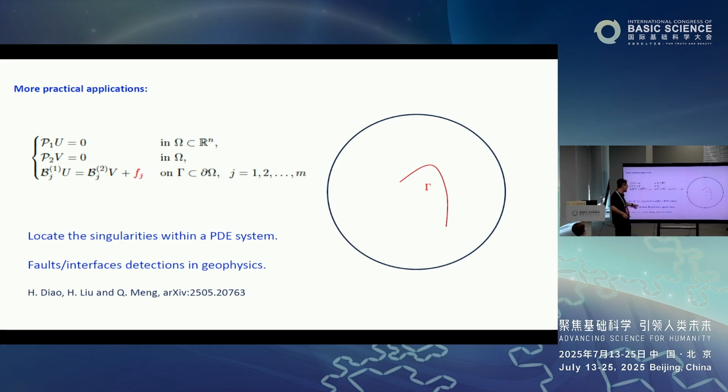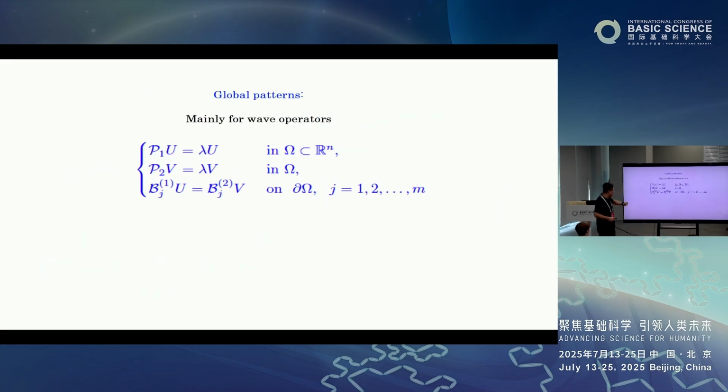We can also consider, in geophysics, the so-called faults. That's the faults within the Earth. You can do this observation of the elastic field of the Earth on the surface of the Earth, and also do this identification of those faults inside the Earth. All right, this is the local pattern.